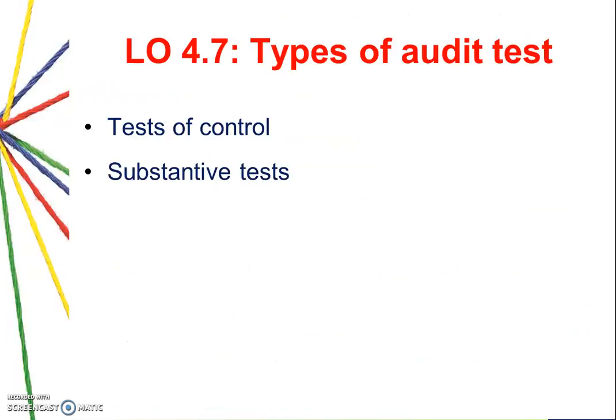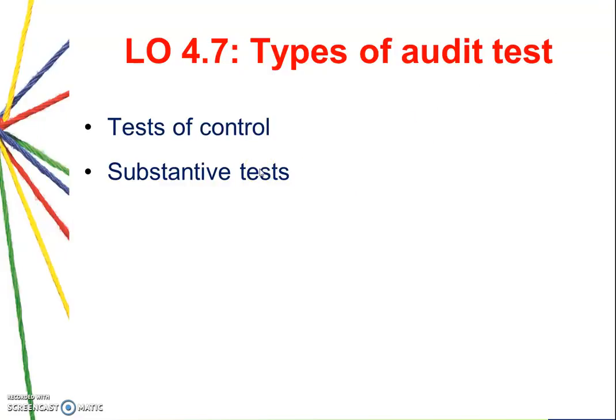Next, learning objective number 7, audit tests. There are two types of audit tests that we will look at in detail in other chapters: test of control and substantive test. In chapter 8, we will learn more about the different types of test of control and how to perform them. In chapter 9, we look at substantive tests.